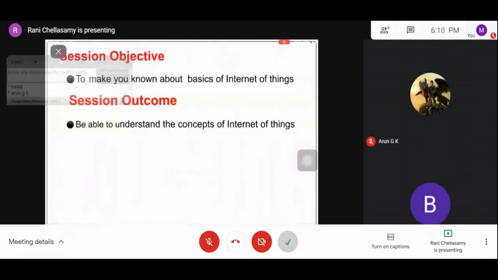So the objective of today's session is to make you know about the basics, that is the fundamentals of Internet of Things, and the outcome of the session is that the students may understand the concepts behind IoT. And this is the agenda of today's session.